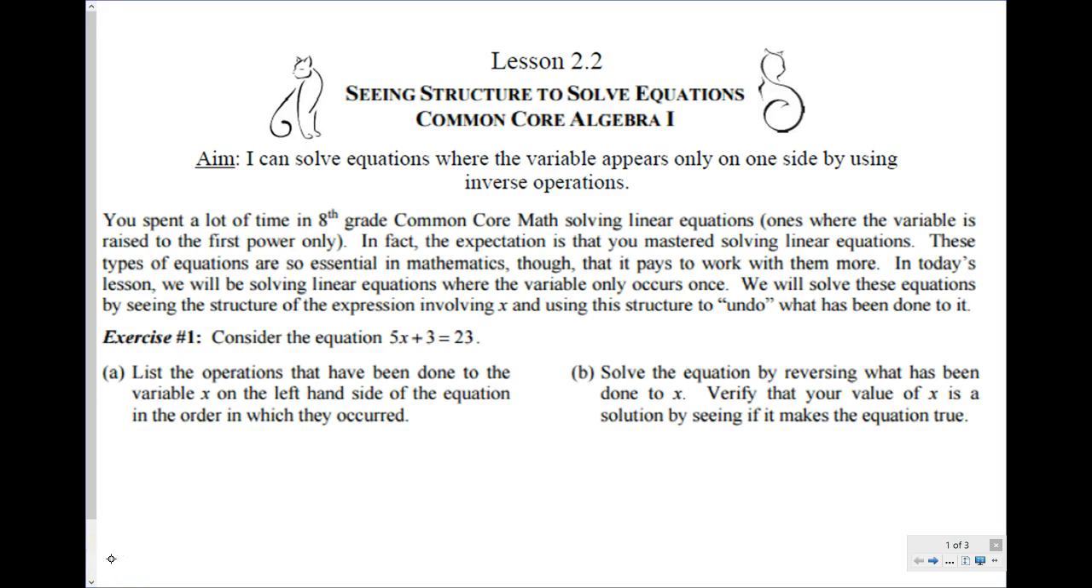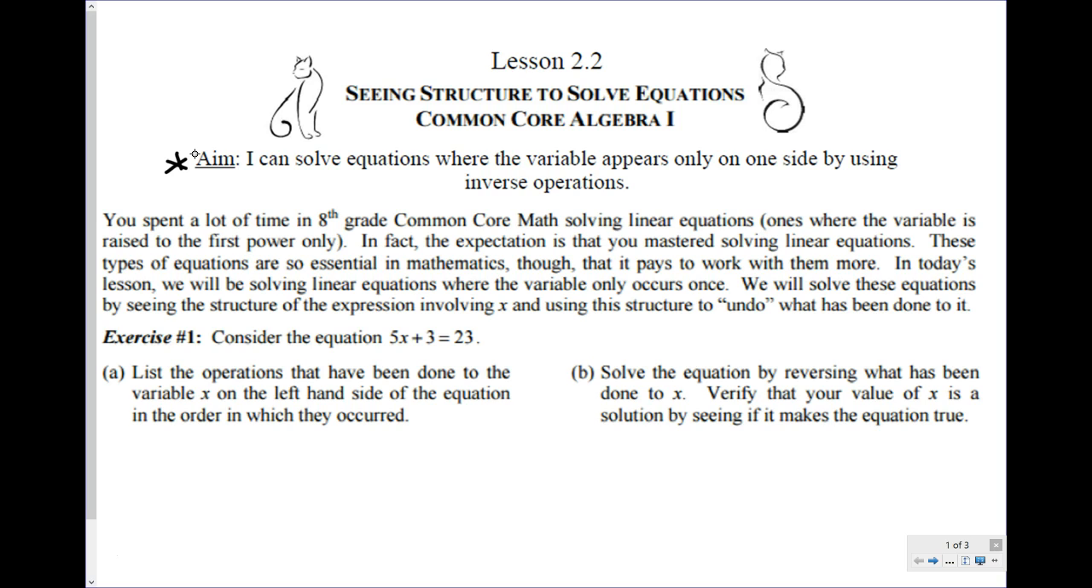Hey everybody, welcome to the second lesson in Unit 2. You just got done plugging in numbers to see solutions. Well, now we're going to start solving equations. Now this should be review from 8th grade, so let's take a look at the aim. I can solve equations where the variable appears only on one side of the equation by using inverse operations.